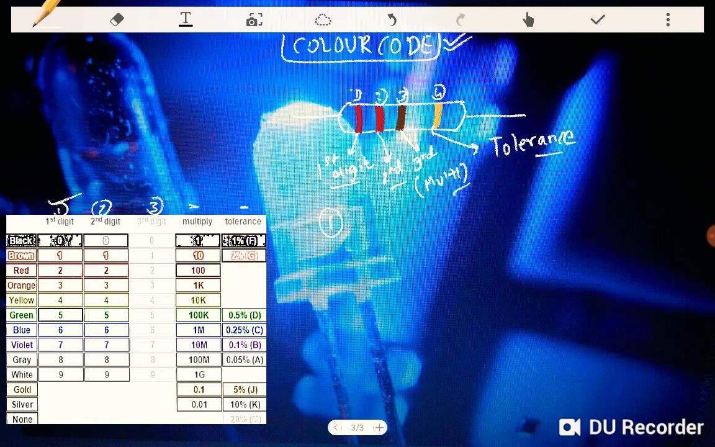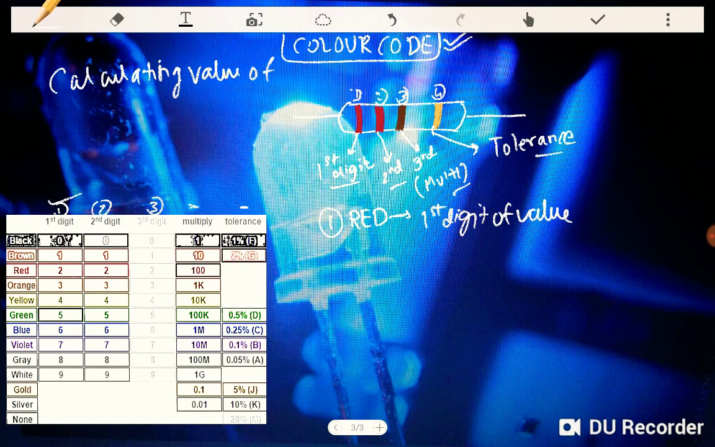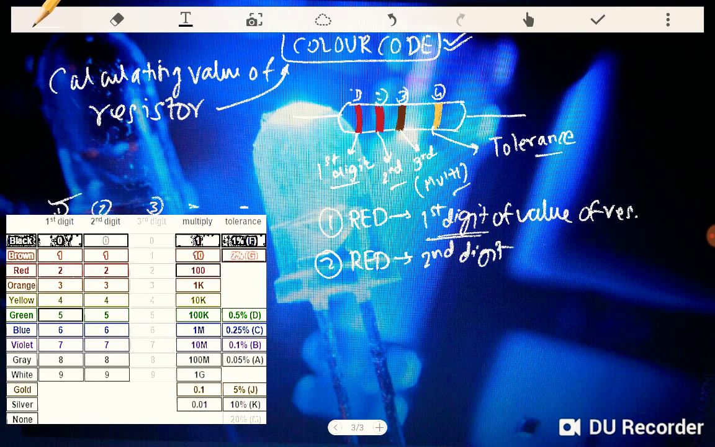First, this is red. So what did I say? What is this red color? This indicates the first digit of the value of the resistance. What are we doing? We are calculating the value of a resistor using a color code. First is the red, and what does it suggest to you? It suggests the first digit of the value of the resistor. The second band is again red, and what does it show? It shows you the second digit of the value.